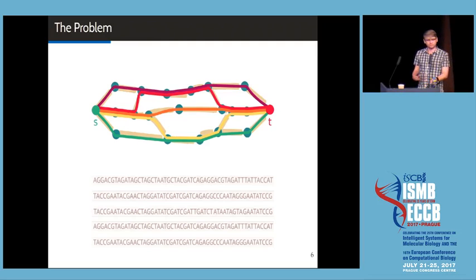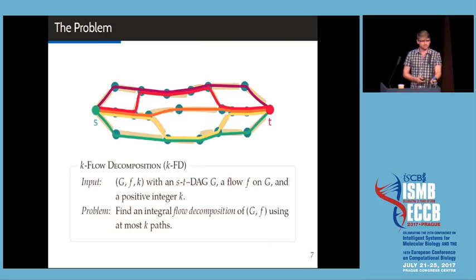And now with this formulation in place, we have a problem that a computer scientist can understand. And it looks like this. You have an input, which is a graph G, which is a directed acyclic graph, which has a unique source and sink node, denoted by S and T. A flow, which assigns to each edge a flow value, which again is the frequency of the read. And we have a positive integer k.